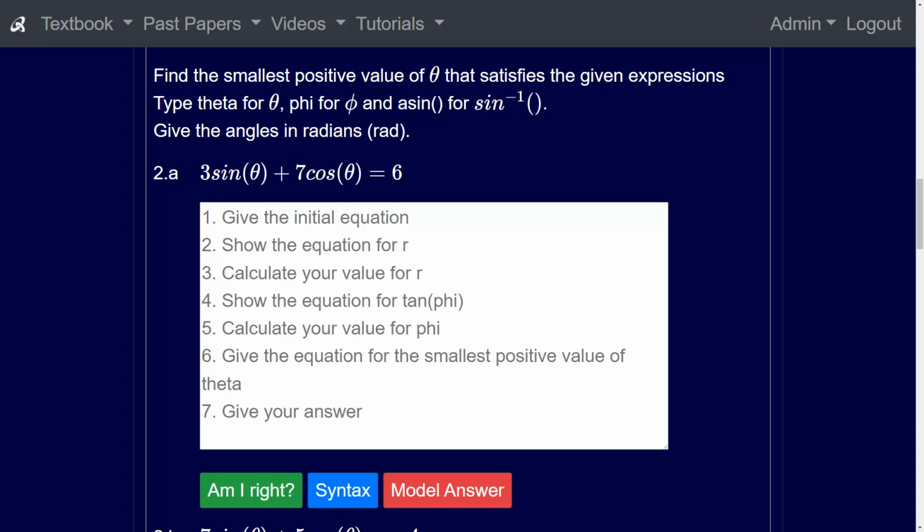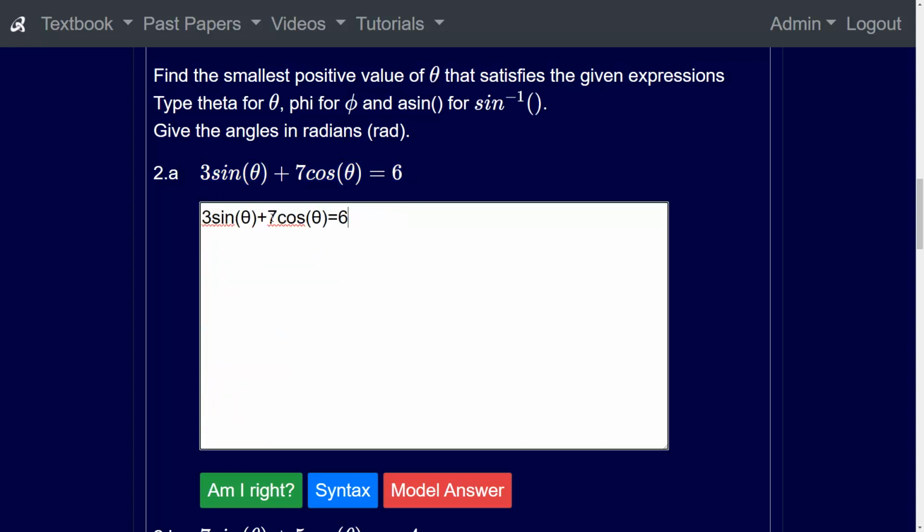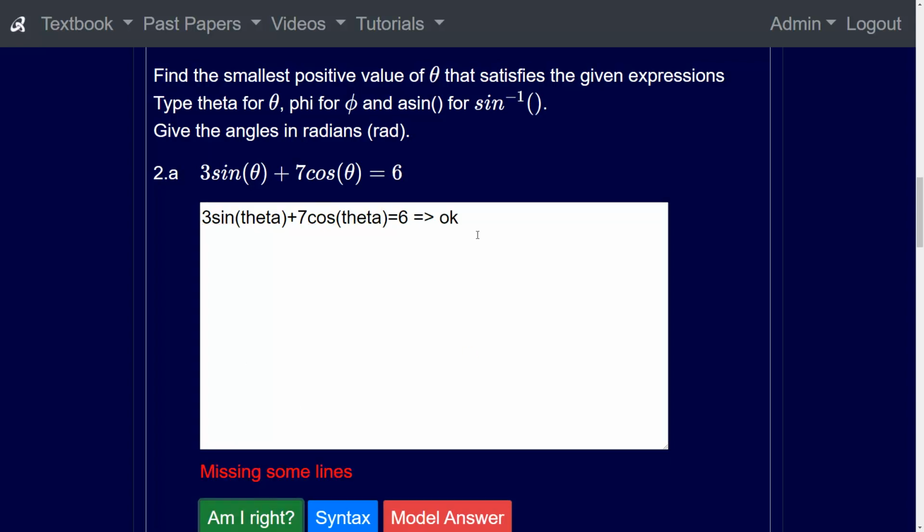Find the smallest positive value of theta that satisfies the given expressions. Type theta for theta, phi for phi, and asin for the arc sine, and give the angles in radians. So let's start by copying the equation. Change theta to theta. Am I right? Yes, I am.